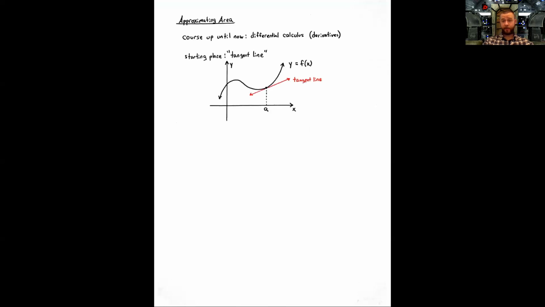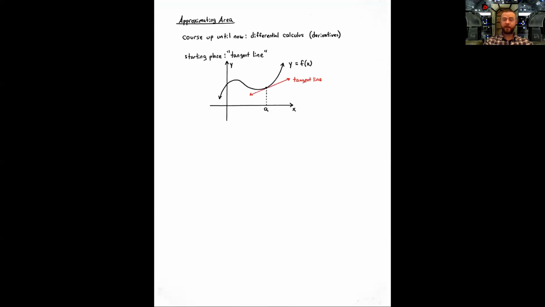All right, now the title here is Approximating Area. We'll get to that shortly, but let's go back to when we started our course, a way that we kind of set up limits leading to defining the derivative. We tried to answer the tangent line problem.